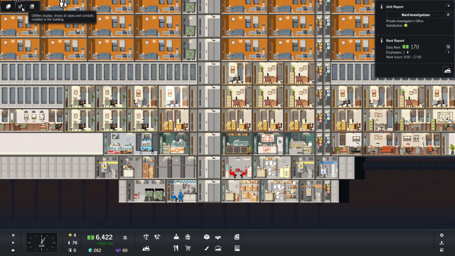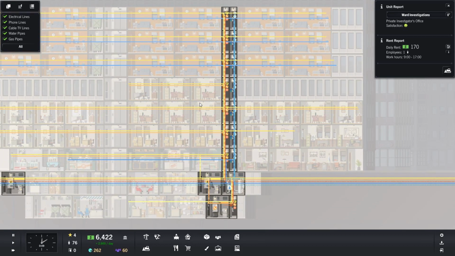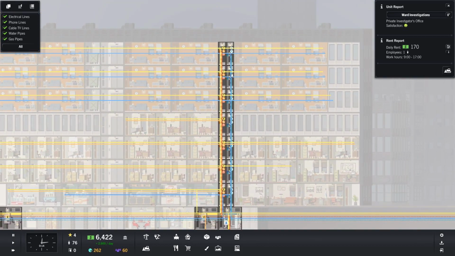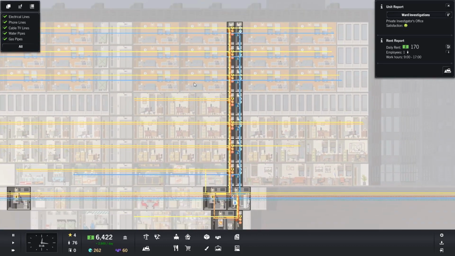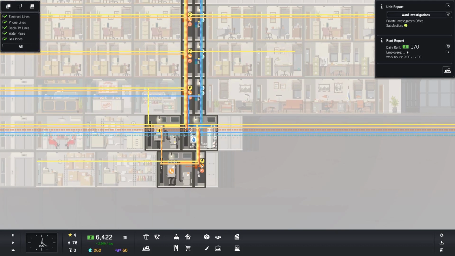Offices require different things. So here we can look at the utilities. Right now I have a lot of phone lines, a lot of power. Power pretty much goes everywhere. It's pretty much a necessity. And also some water running to the apartments up above. And you can also have gas and something else, I think, cable TV.